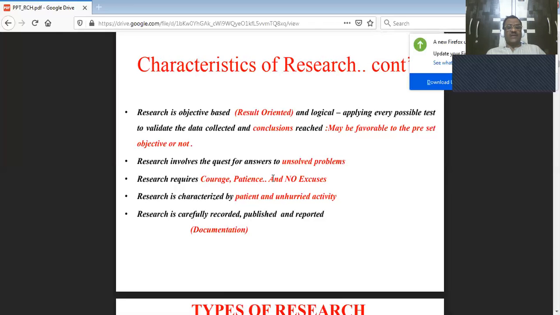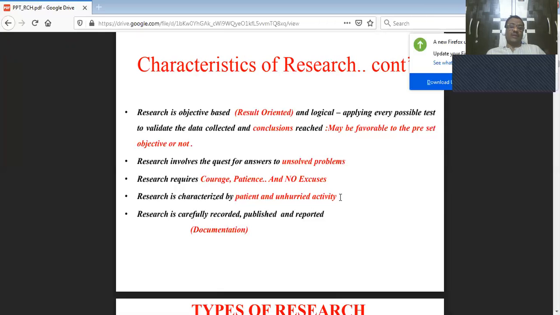Research is characterized by its unhurried nature. You cannot say that today I've started research and tomorrow I'm going to publish a dissertation or a report. Not possible. It's a long journey, sometimes up to 5 to 7 years of work before a report. We go for wildlife research, pharmaceutical research, and other research as well.